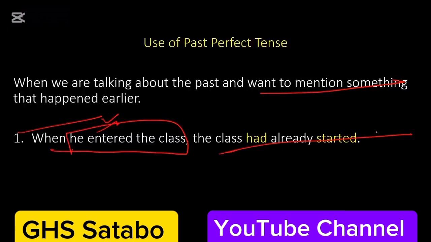Now, if you look at the first part of the structure, you can clearly see a simple past tense, entered. But when you look at the second part of the structure, you can see had started, which shows past perfect tense. But the past perfect tense is quite incomplete if you don't mention another activity that happened earlier or happened after.